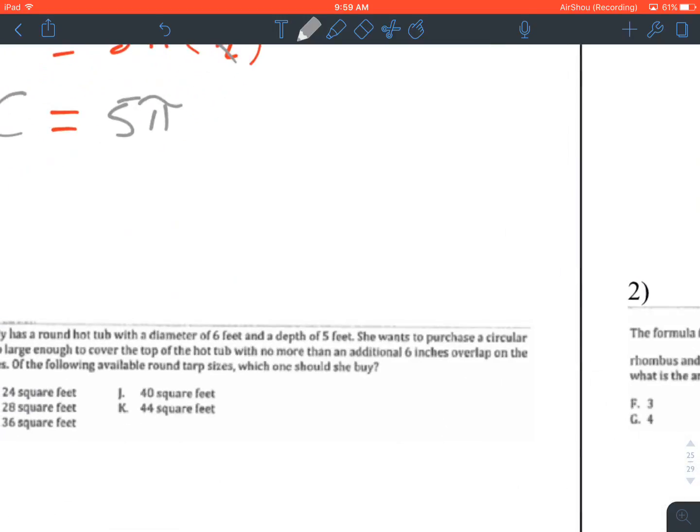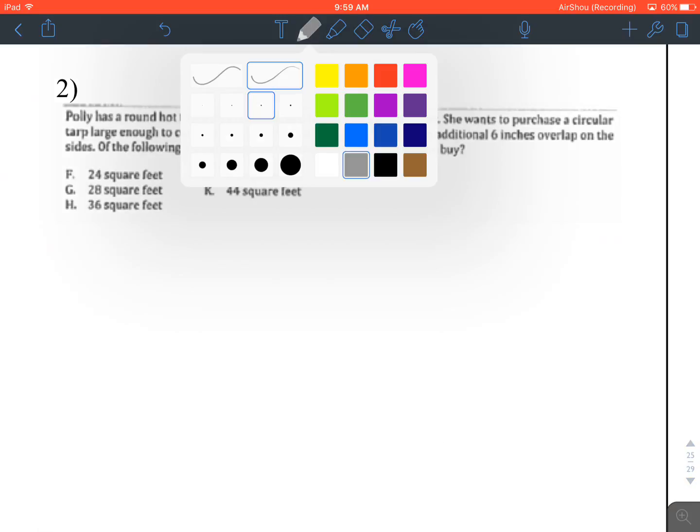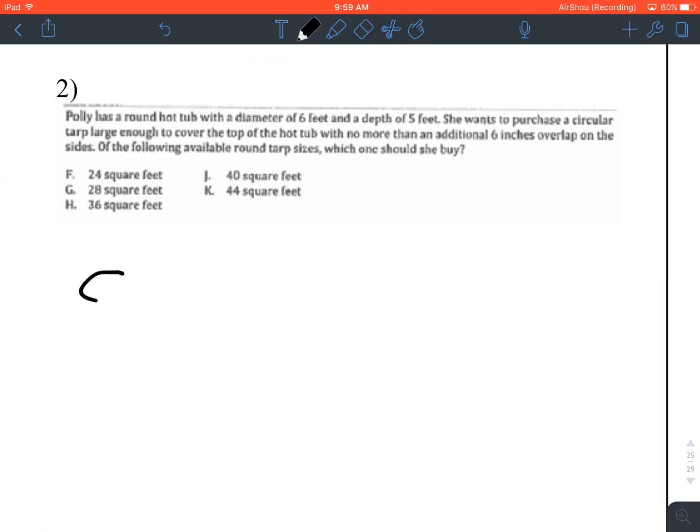Number 2. Polly the cracker has a round hot tub with a diameter of 6 feet and a depth of 5. I'm going to draw that. She has a round hot tub. The diameter is 6 feet. I like to use the radius instead of the diameter. And the depth is 5, which would be the height in this picture.